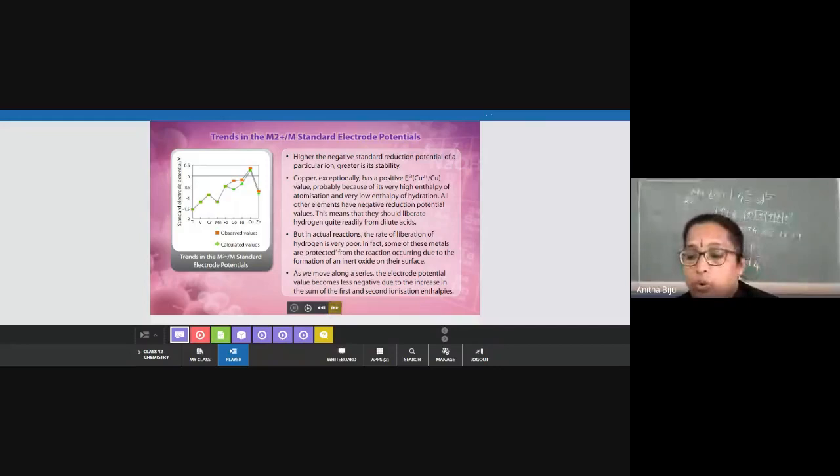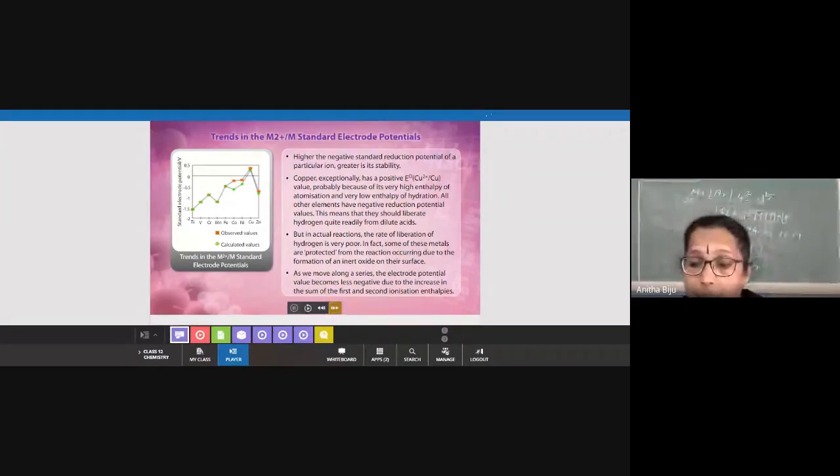So in order to convert copper into copper ion, a large amount of energy is required. And this energy is not balanced with the hydration enthalpy of copper. And because of this reason, it is not releasing hydrogen from mineral acid.